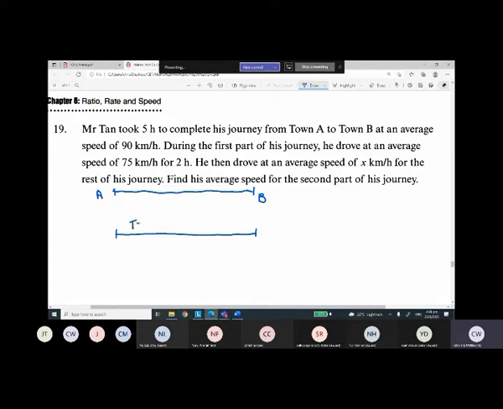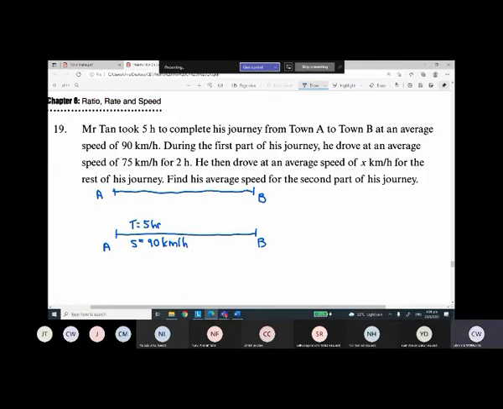The time taken he took is 5 hours. And the speed from A to B, altogether, the average speed is 90 kilometers an hour. That's what we know, right? But it's not so simple. Let's now look at it.